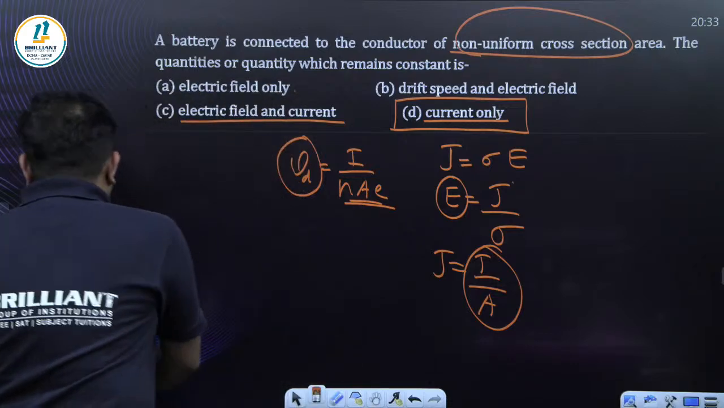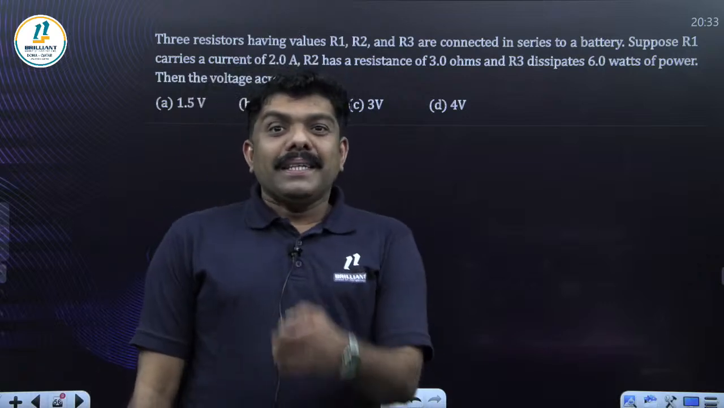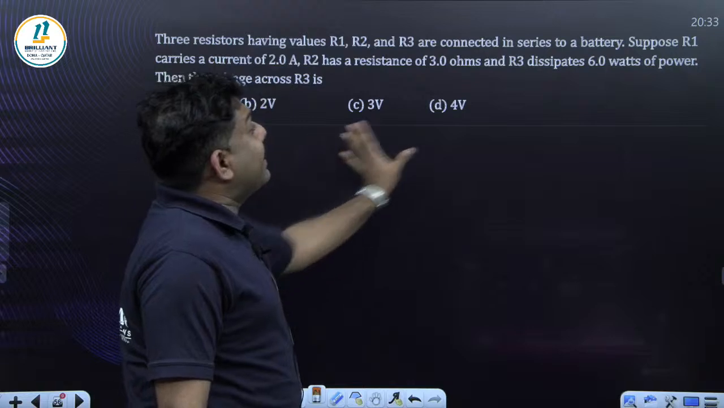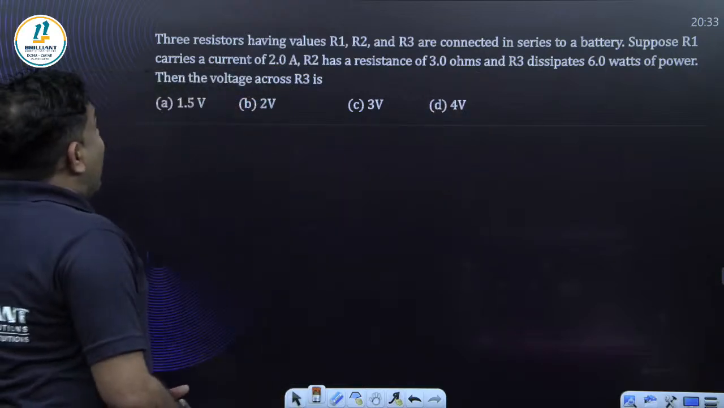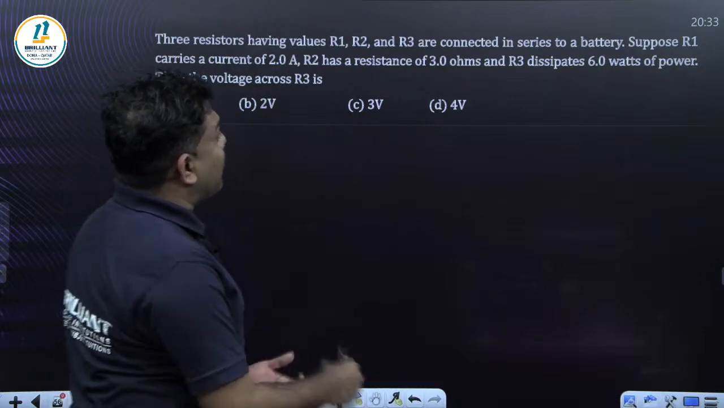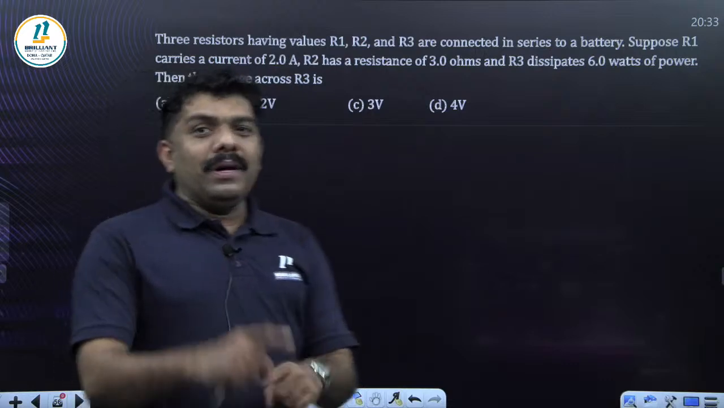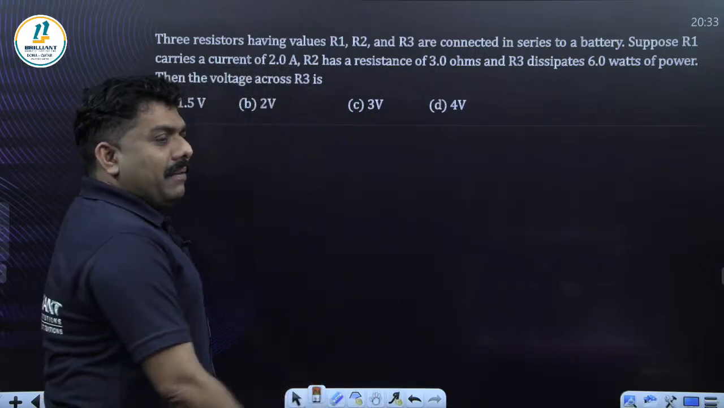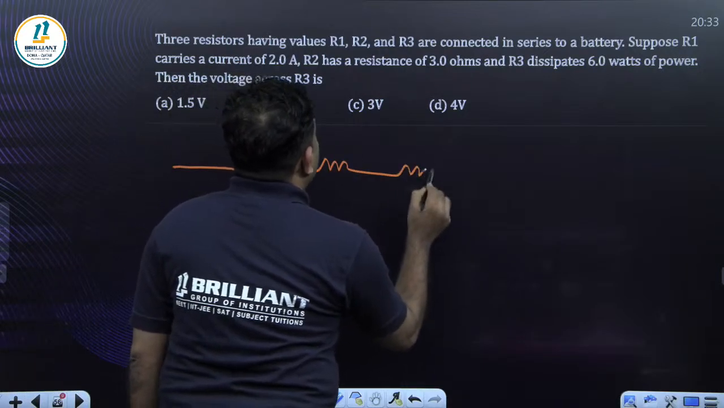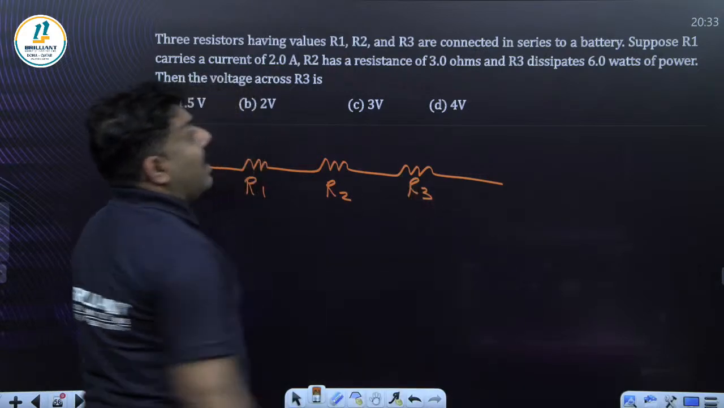Okay, now the next question. This is a tricky question, please see. Three resistors, R1, R2 and R3, are connected in series to a battery. Suppose R1 carries a current of 2 ampere, R2 has a resistance of 3 ohm and R3 dissipates 6 watts of power, then the voltage across R3 is? So here we are drawing the circuit, three resistors connected in series. This is R1, this is R2, this is R3.